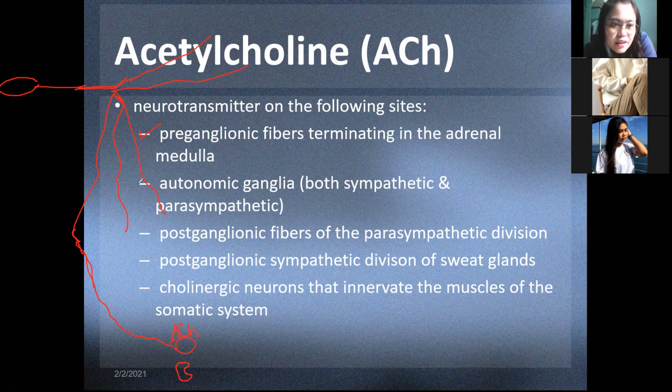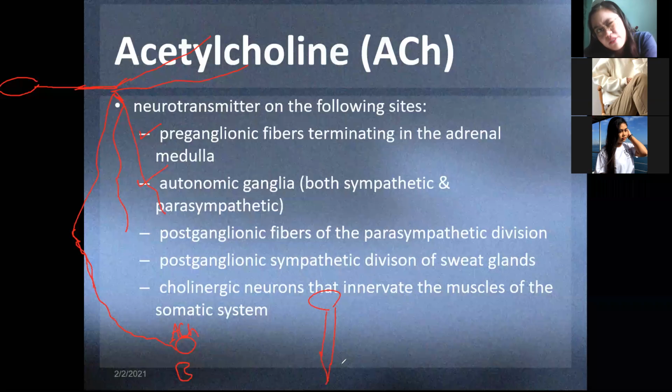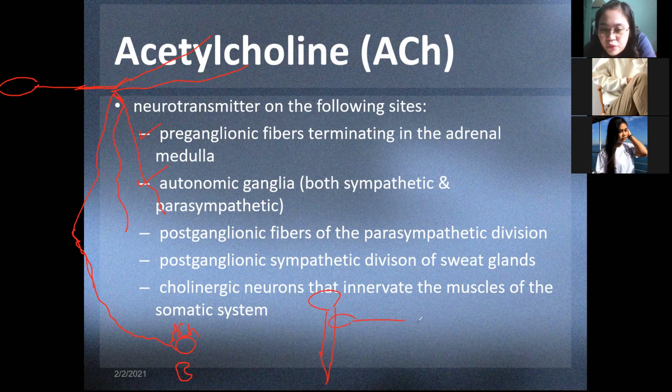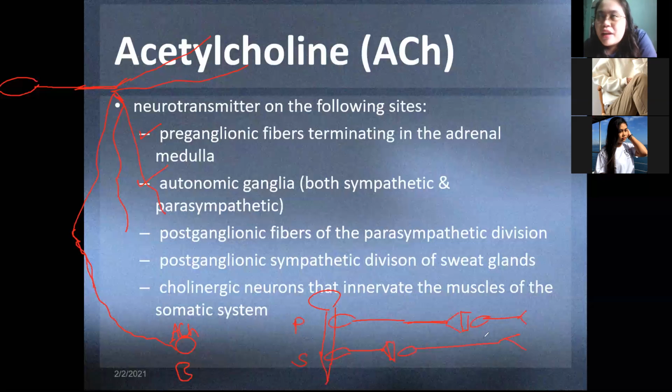And then number two, the autonomic ganglia, both sa sympathetic and sa parasympathetic. So remember class, na if this is the, what you call that, spinal cord, diba? Remember, if this is for the parasympathetic, and this is parasympathetic, and then this is sympathetic here. Remember that the junction here is called the ganglion. They're called autonomic ganglia. Pag plural siya, it's called ganglia. Remember, na-mention po na ako na at the end of the preganglionic neuron, at the ganglia, parehas ang chemical messengers both sa sympathetic and the parasympathetic. And that is the acetylcholine. Okay, so that's the second one. The second site where we can see our acetylcholine.